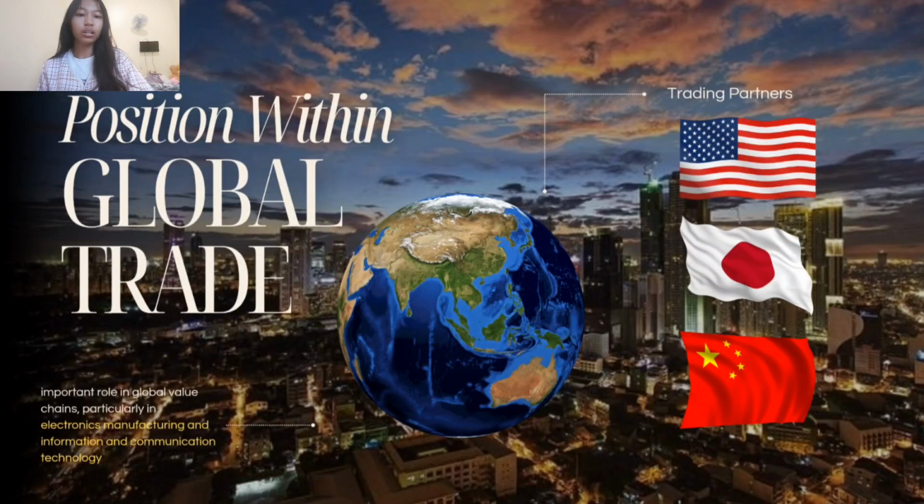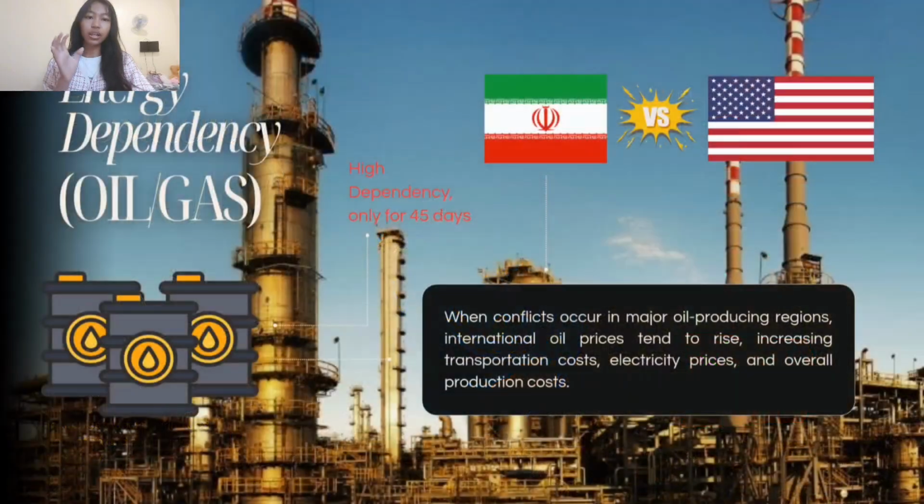And next, we're going to move to energy dependency, oil and gas. One of the most significant structural vulnerabilities of the Philippine economy is its high dependency on imported energy resources. The country relies heavily on imported oil and petroleum products to meet domestic energy needs. Reports indicate that the Philippines maintains fuel reserves sufficient for approximately 45 days, which illustrates the country's limited energy buffer, and this dependency creates a direct link between global geopolitical tension and domestic economic stability.